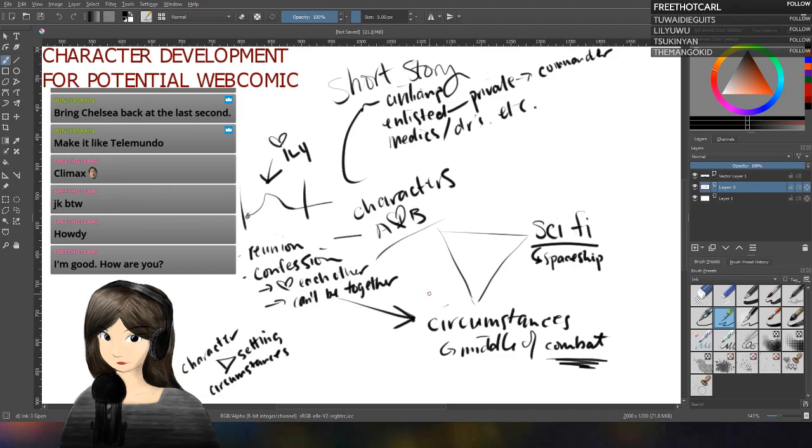So, I mean, like, at this point, regardless of who they are, we've already set up their love story. And that could be applied to any setting or almost circumstance. So it's like these three things are very much tied together in stories.